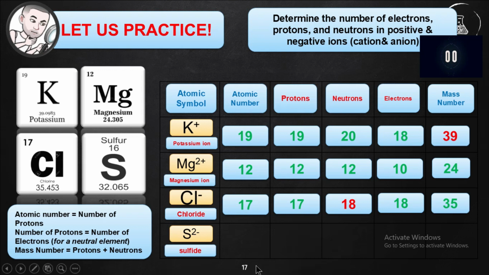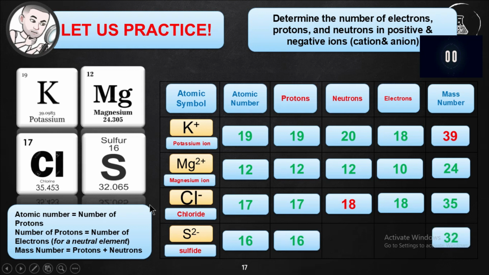Okay, let us answer. Atomic number is 16. Yung protons niya is 16 also. And then yung mass number niya is 32. And then yung neutrons niya is 32 minus 16 is 16 also.